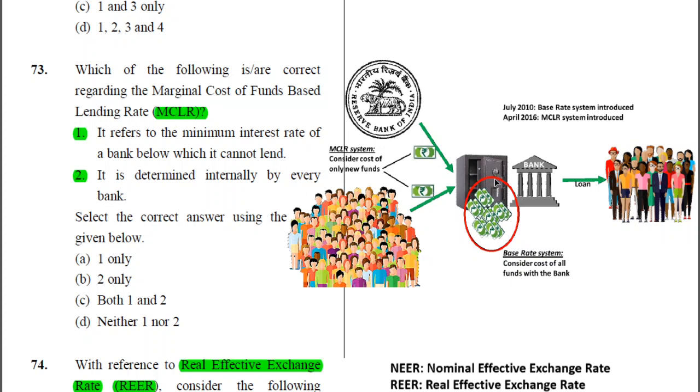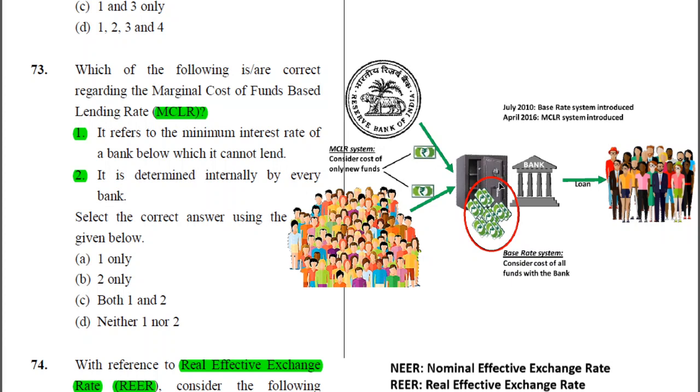What this says is that the bank has so much money that it gets from people and RBI. What is the cost of this money, the total money that the bank has? Cost of this money means that the money that people have put in the bank is paying some interest to them. So this interest that the bank is paying to the people is the cost of money that the bank is incurring. Similarly, when the bank has taken a loan from RBI, the bank will have to pay some interest to the RBI. So again, that interest is also included in the cost of funds.